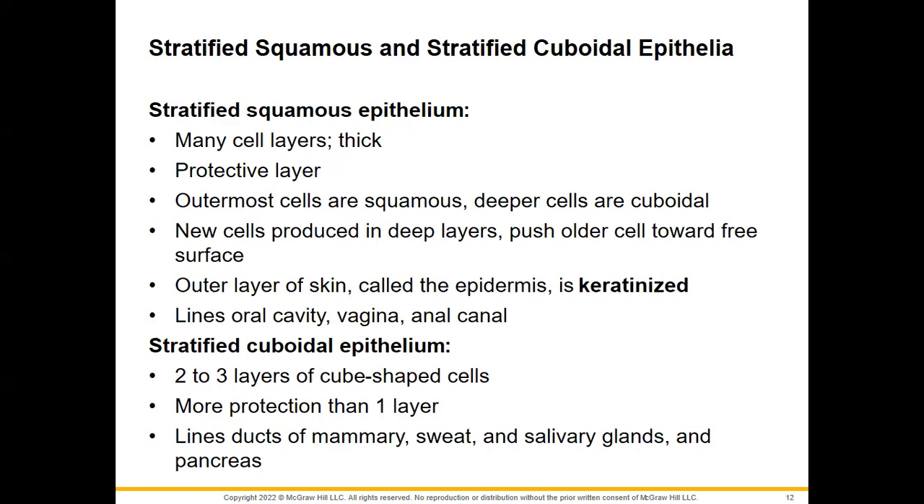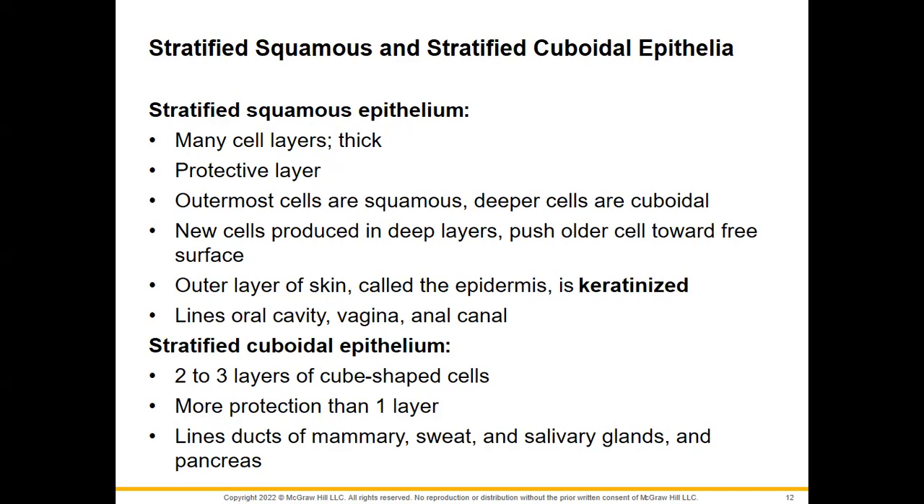All right, let's start talking about the stratified. So we started talking about the simple cells: simple squamous, simple cuboidal, simple columnar, and then the pseudo-stratified columnar. All are cells with one cell layer thick. Stratified cells are going to be two or more layers. Anything above one layer is considered stratified.